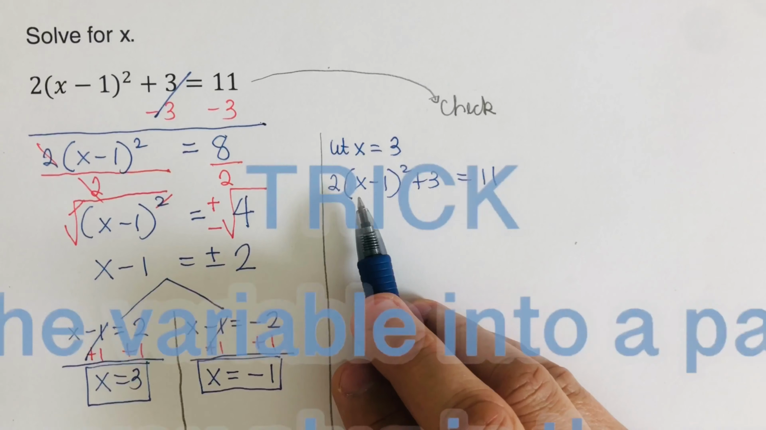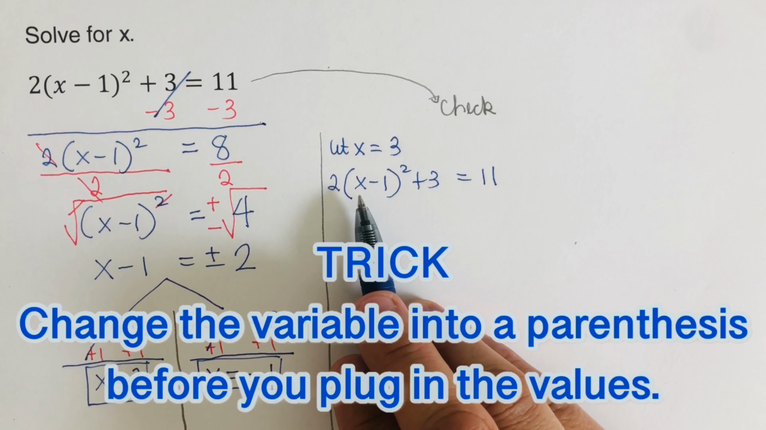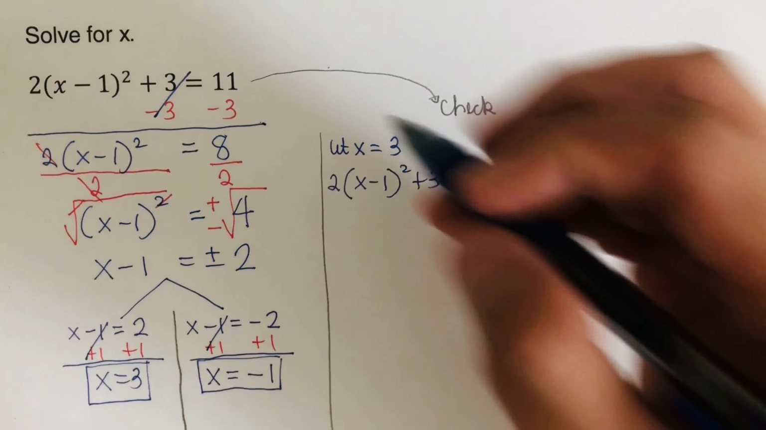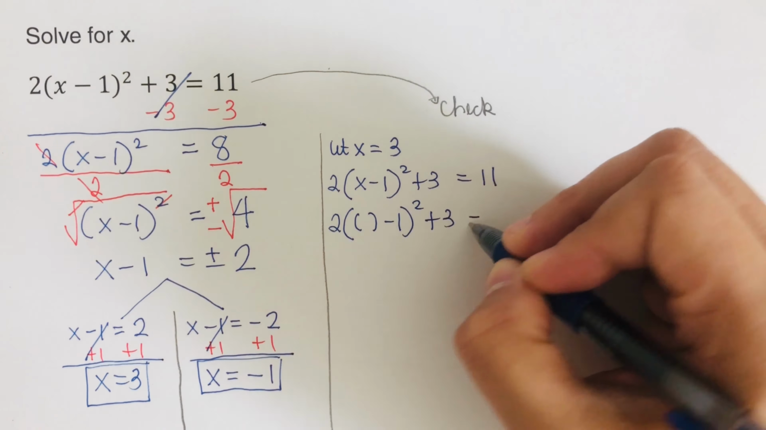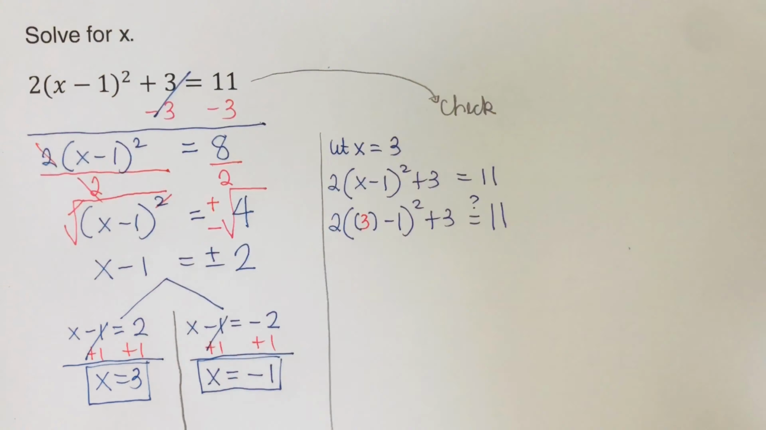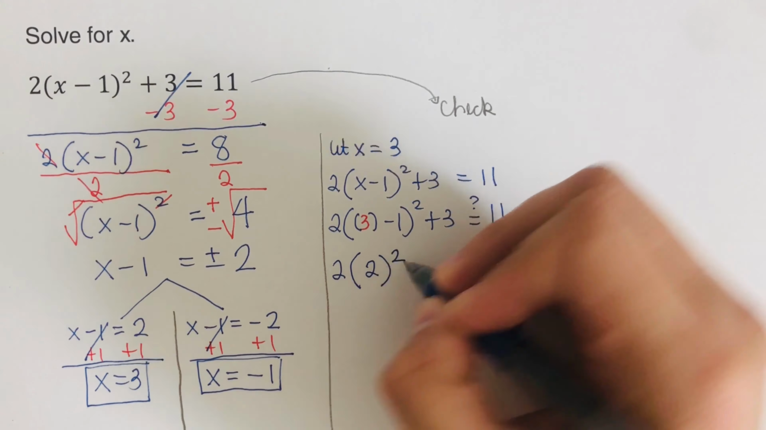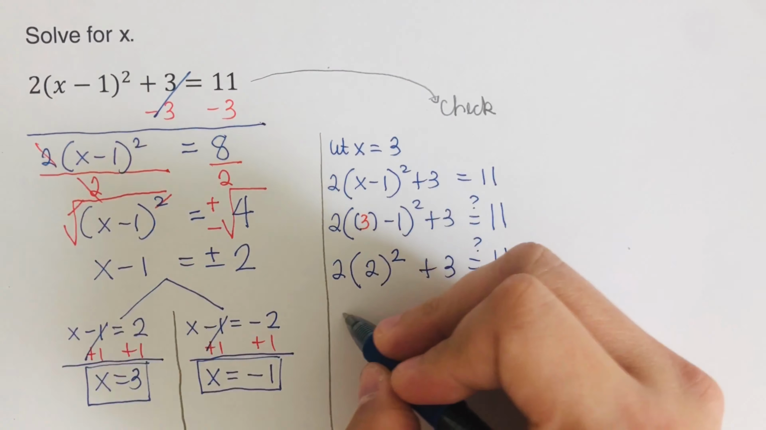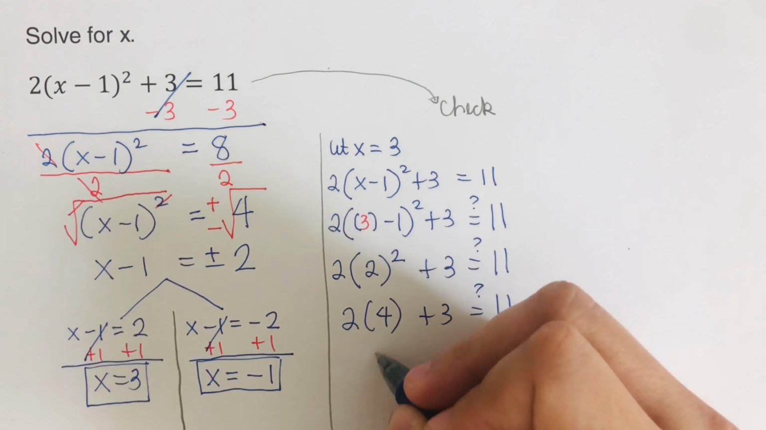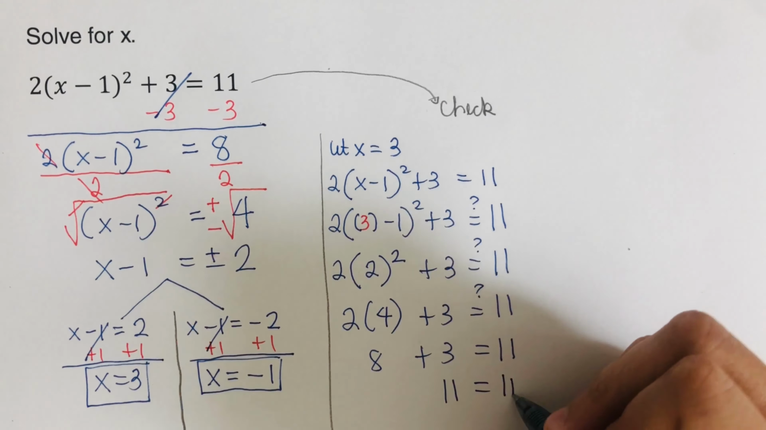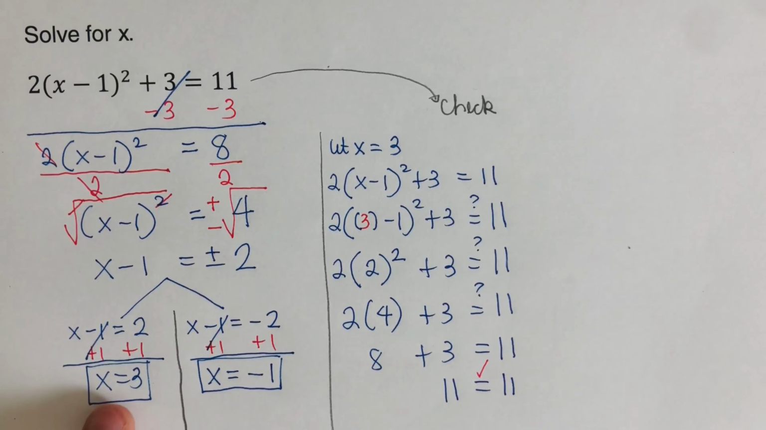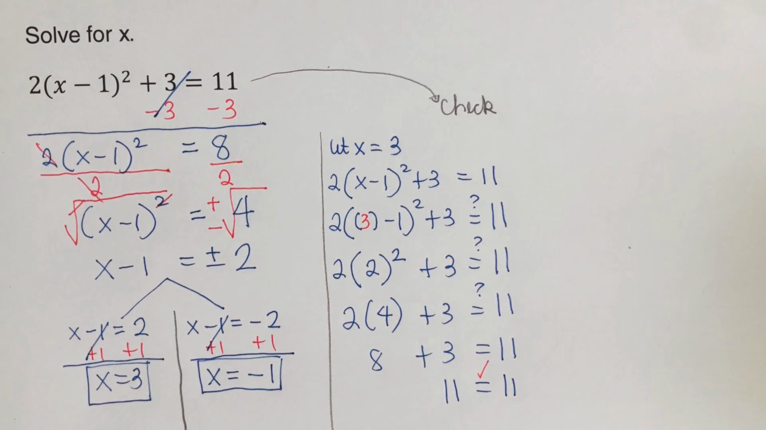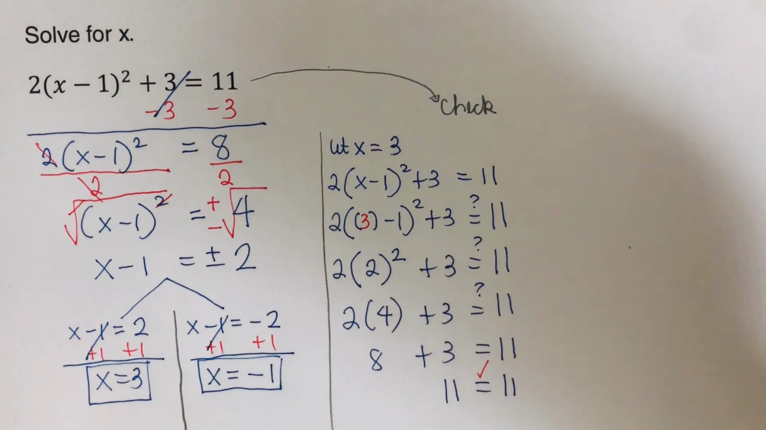Again, the trick in checking our answer if it's correct is to change the variable into parentheses before we plug in values. So we're going to change this into parentheses and then we do the math. So as you can see, 11 is equal to 11, which means that x equals 3 is a solution to this. Now let's check x is equal to negative 1.